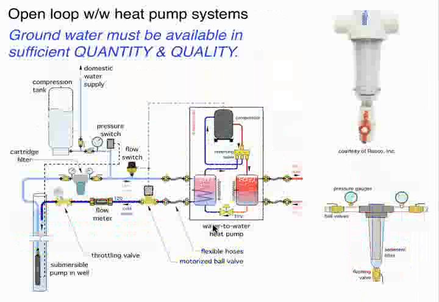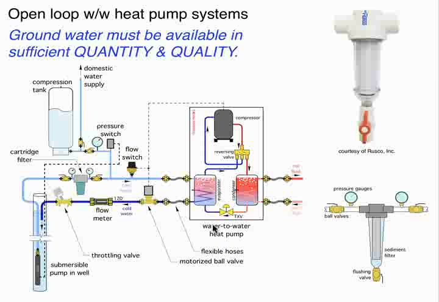Okay, open loop systems where we're using groundwater from a well. Real quick, two things: water quantity and water quality. You have to make sure the well is tested to have adequate output. When I say tested, you should have a certified well driller do a drawdown test, have a piece of paper that documents what that well can produce.